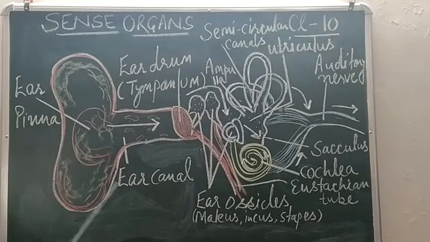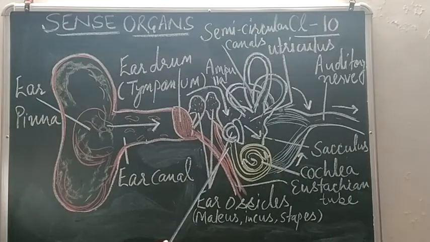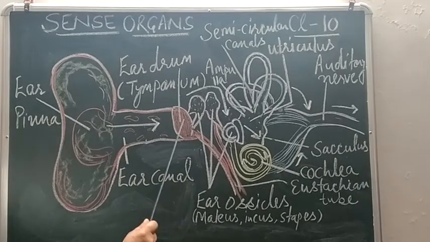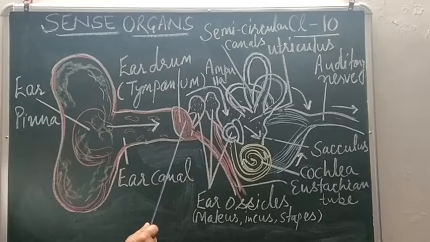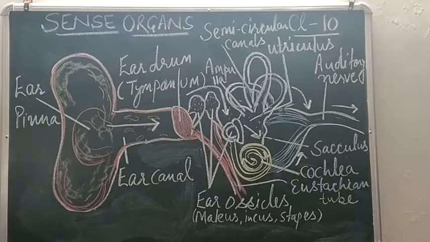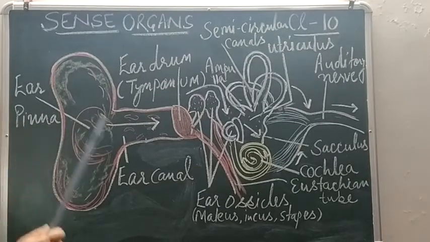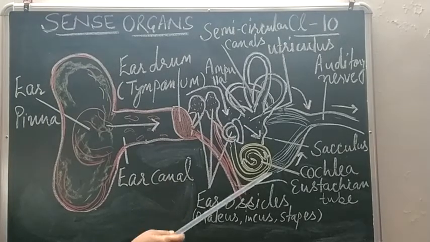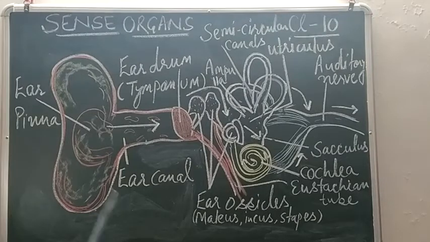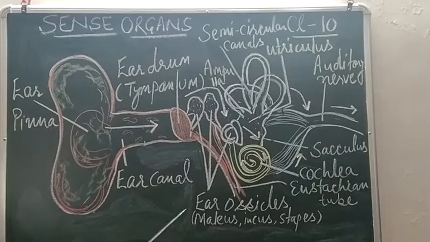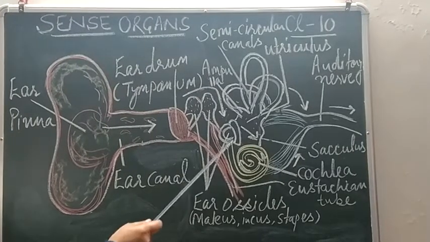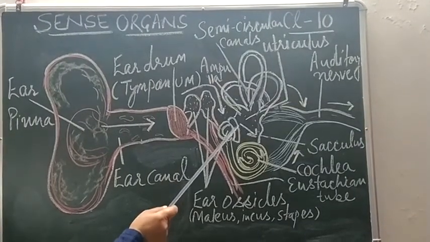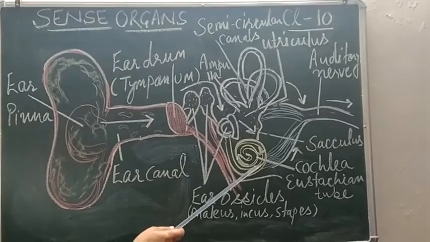Now what will happen? The eustachian tube equalizes the pressure on both sides of the eardrum so that the eardrum can vibrate freely. The stapes strikes the oval window, and the vibration is transmitted to the oval window. Then the oval window transmits this impulse to the cochlea.